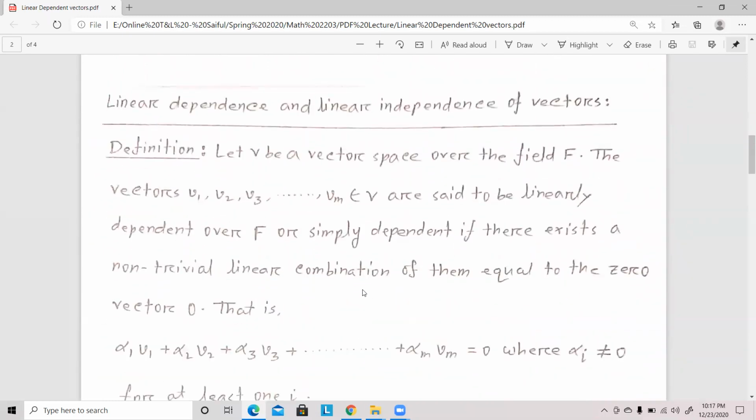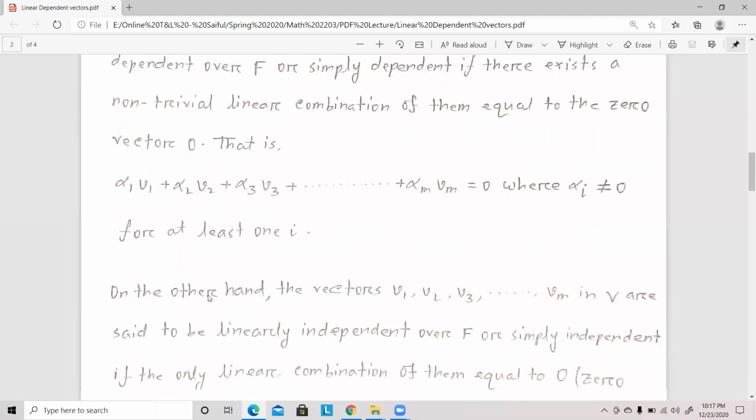Now come to the point: linear dependence and independence of vectors. Here is the definition. Let V be a vector space over the field F. The vectors v1, v2, v3, ..., vm belonging to V are said to be linearly dependent over F, or simply dependent, if there exists a non-trivial linear combination of them equal to the zero vector 0.